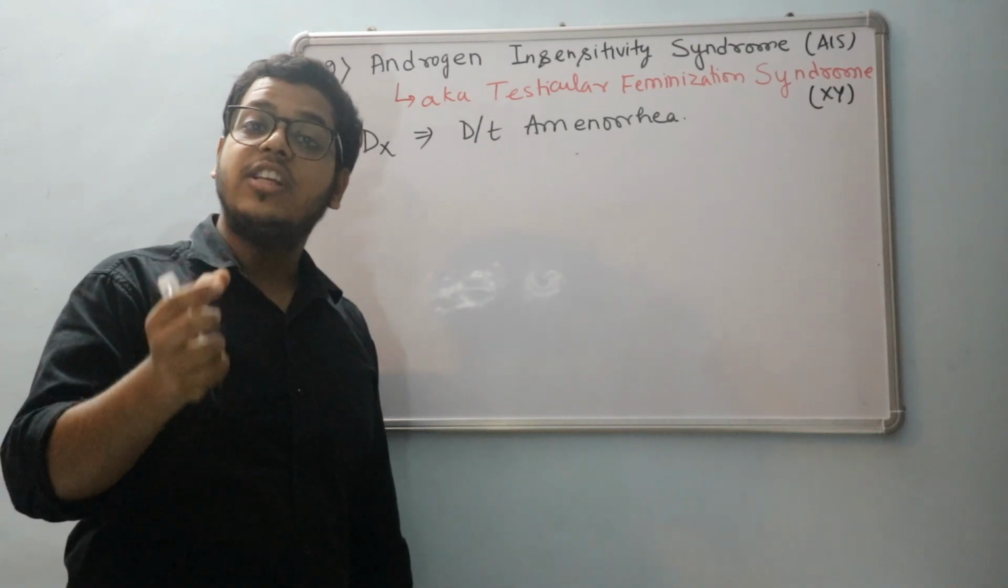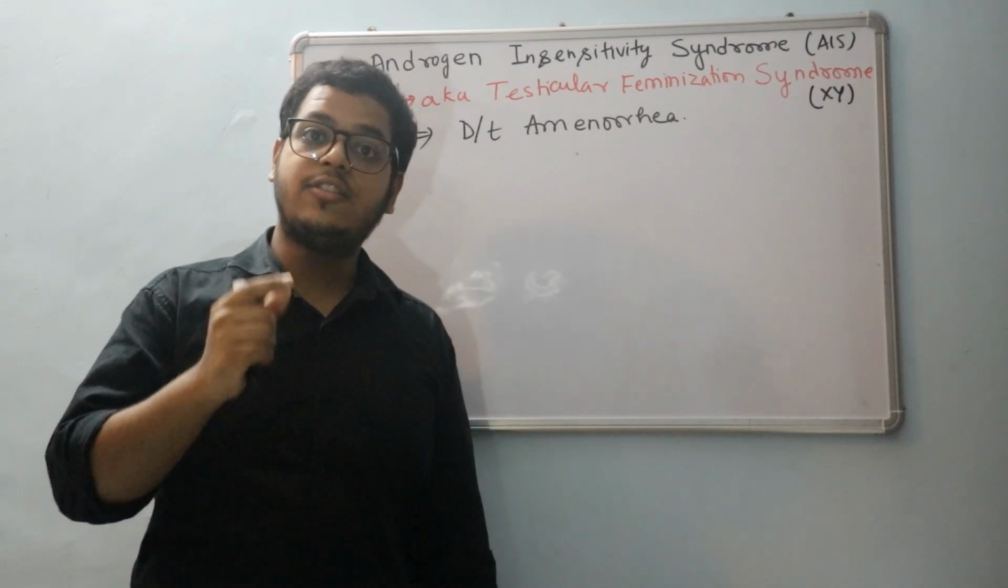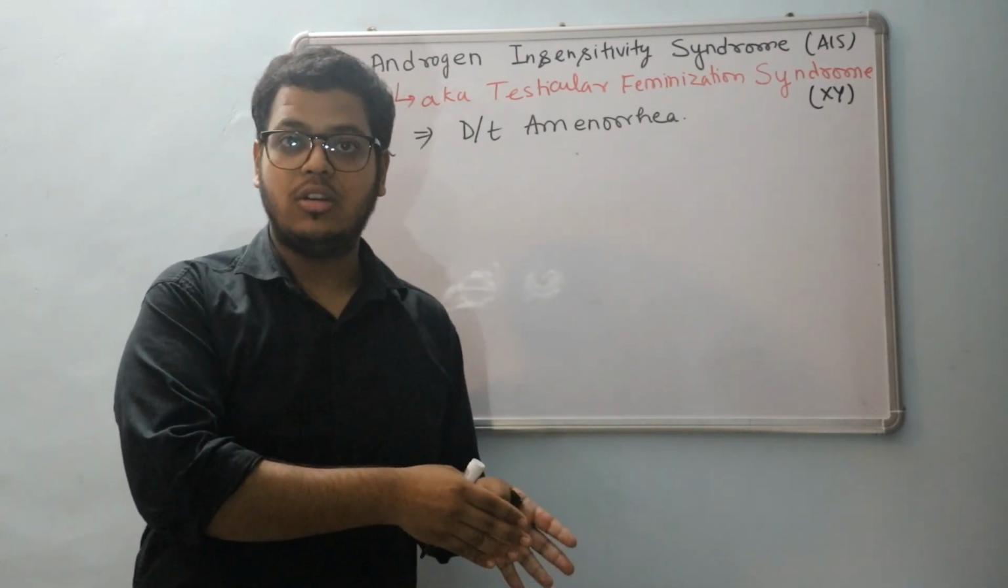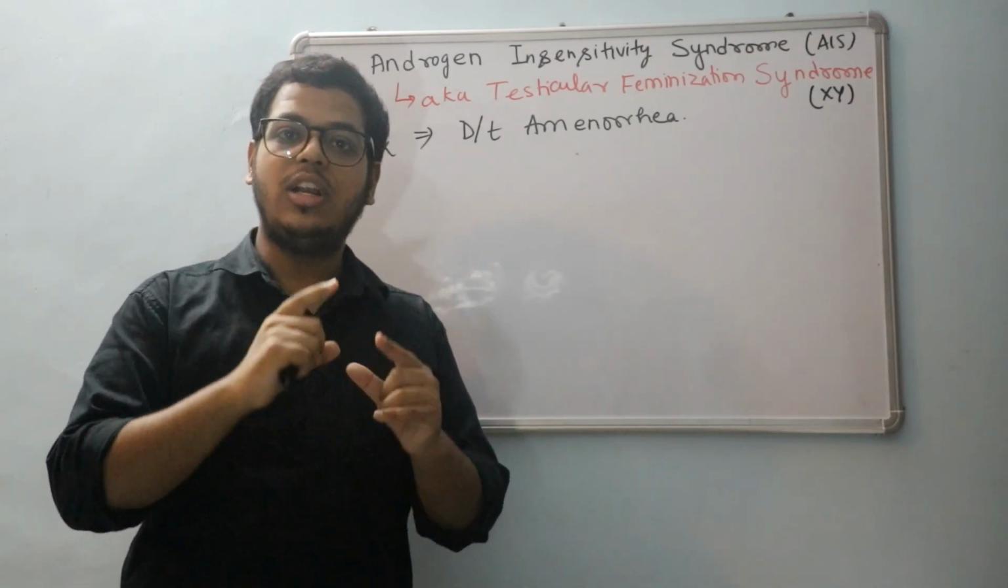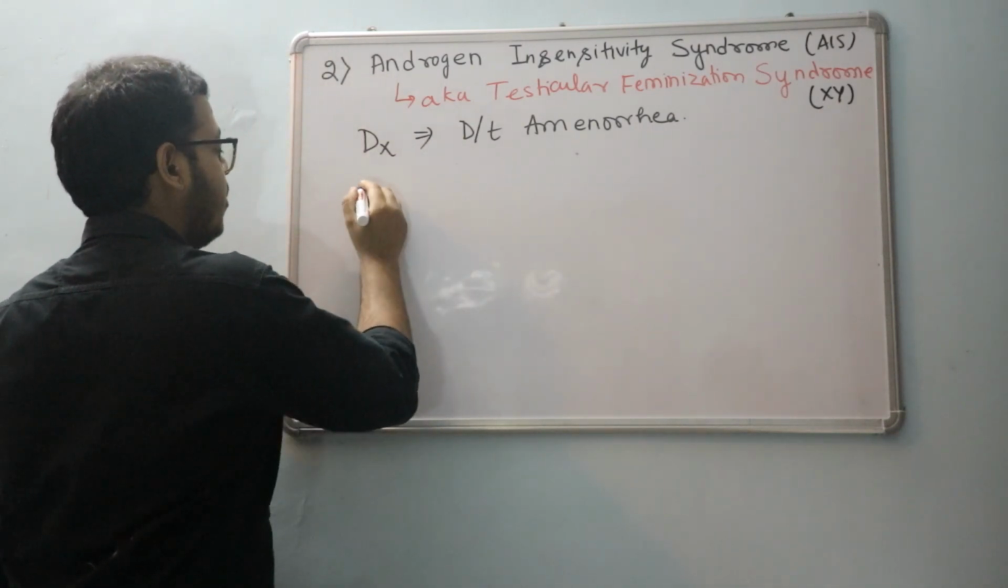In fact, the vagina is also not complete because the upper one third of the vagina is part of the Mullerian duct formation. So that will also not be there. So even the vagina is incomplete. Only the lower 2/3 will be present. So this is how the diagnosis will be made.